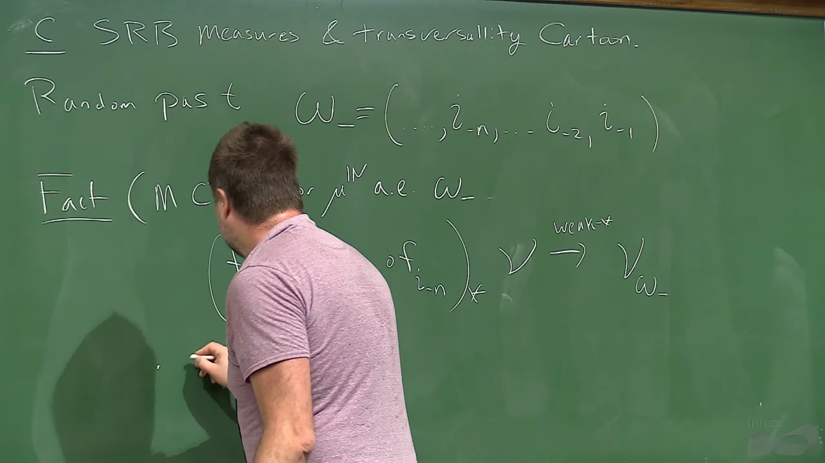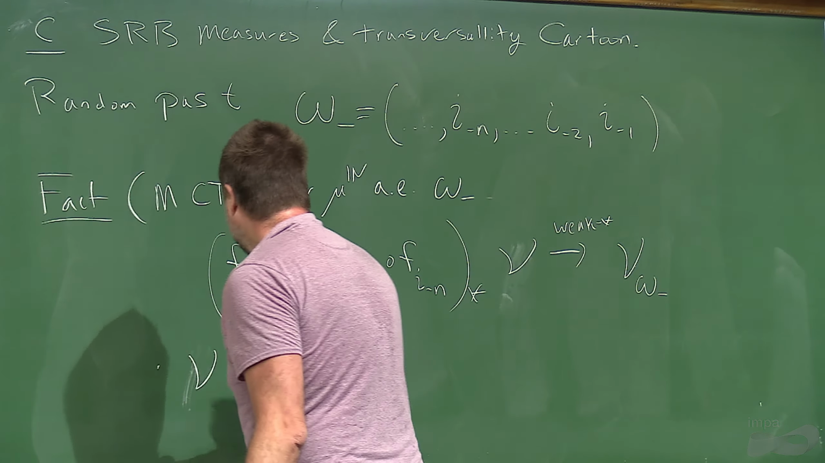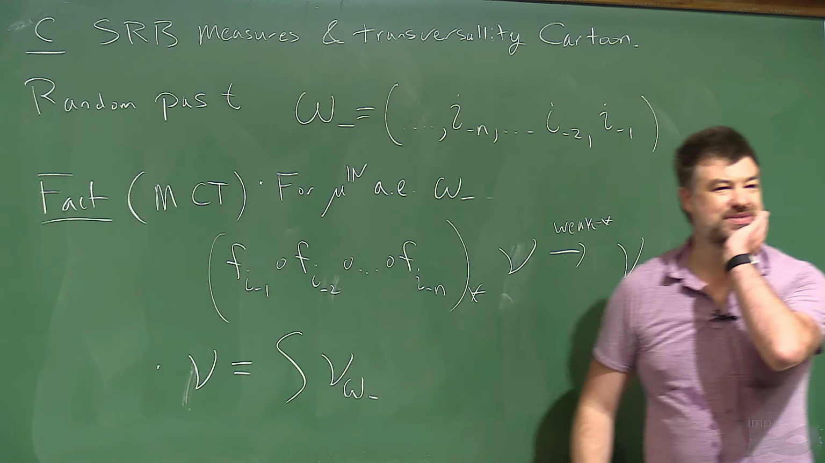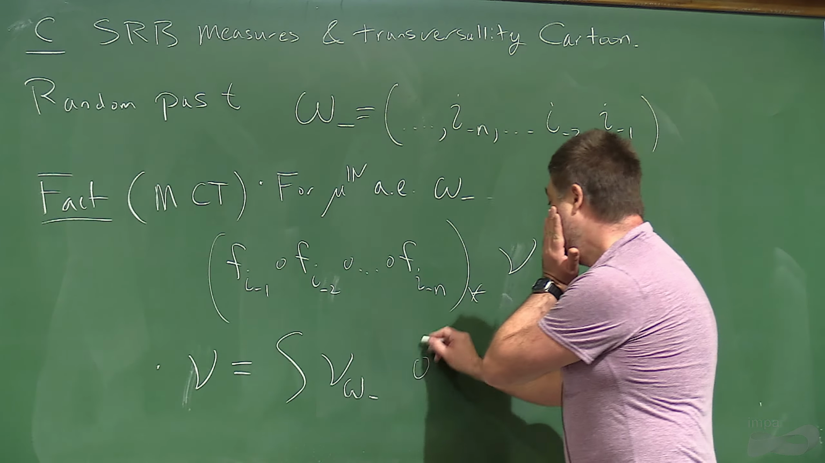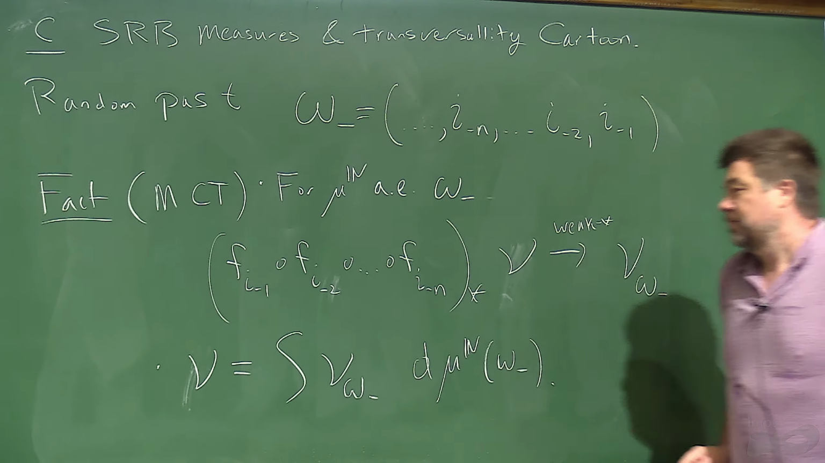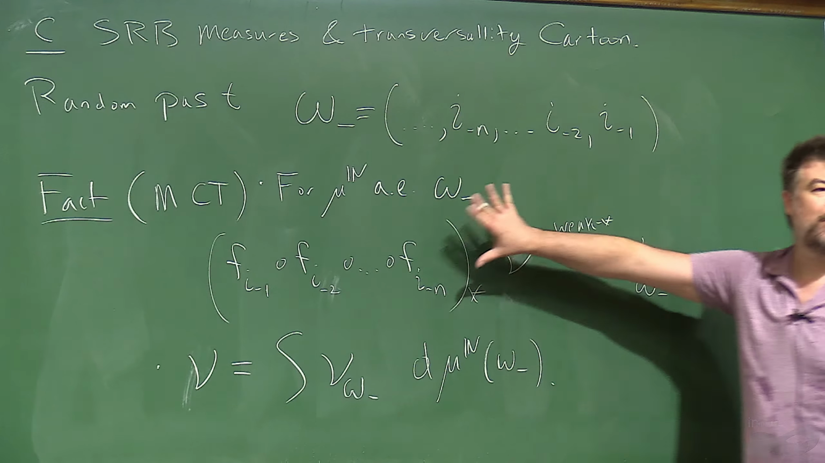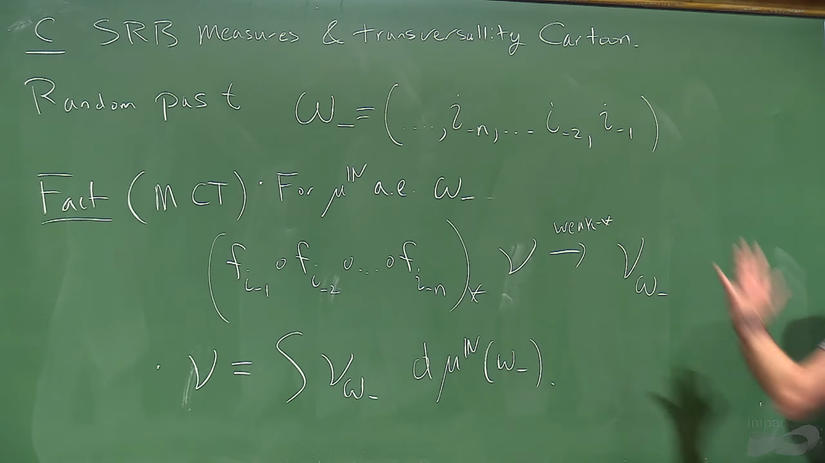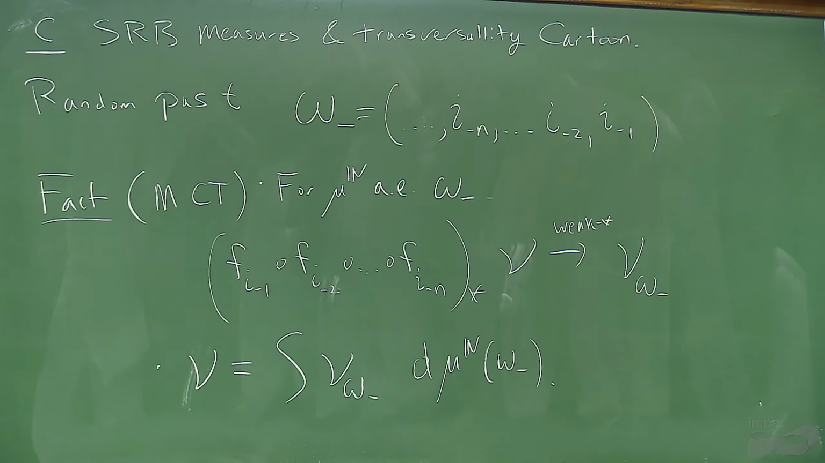And if I want to recover my original measure, nu, I just recover it by integrating over these past measures, sometimes they're called the sample measures, and I integrate with respect to Bernoulli measure on the choice of the pasts. Okay, so this is not at all obvious, but if you put it in the right framework, it's just a consequence of the martingale convergence theorem. I haven't told you what the sigma algebras are.